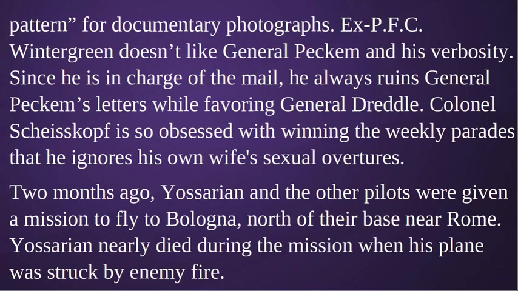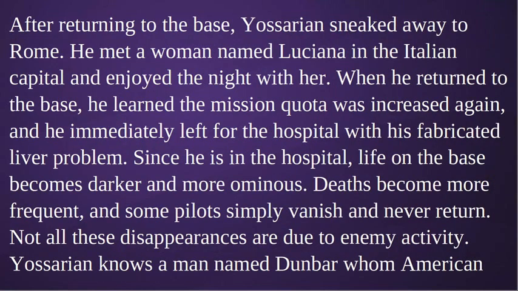Two months ago, Yossarian and the other pilots were given a mission to fly to Bologna, north of their base near Rome. Yossarian nearly died during the mission when his plane was struck by enemy fire. After returning to the base, Yossarian sneaked away to Rome. He met a woman named Luciana in the Italian capital and enjoyed the night with her. When he returned to the base, he learned the mission quota was increased again, and he immediately left for the hospital with his fabricated liver problem.